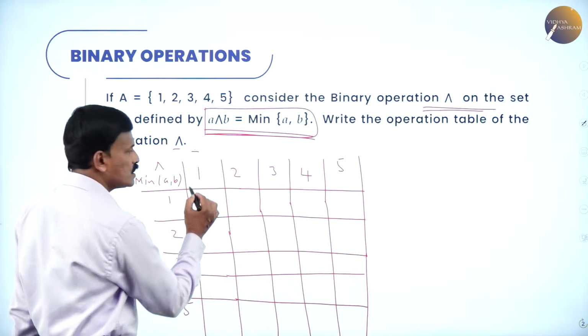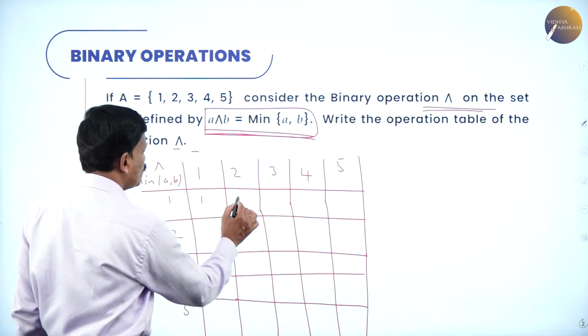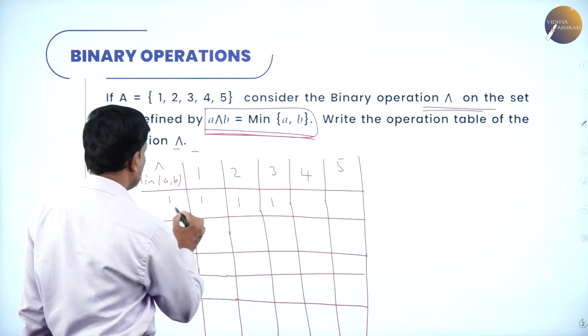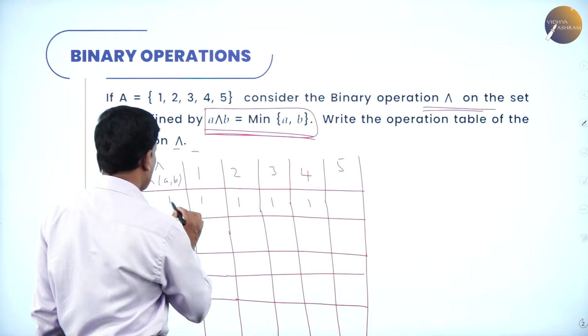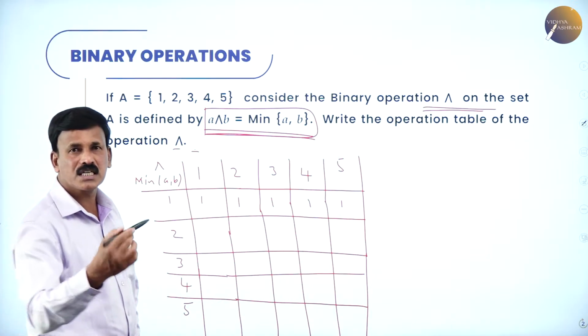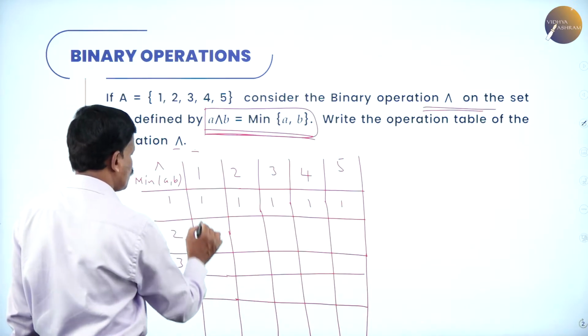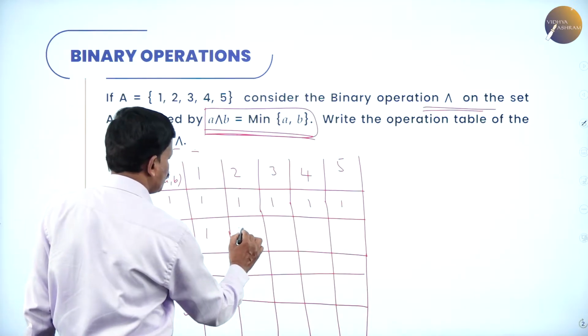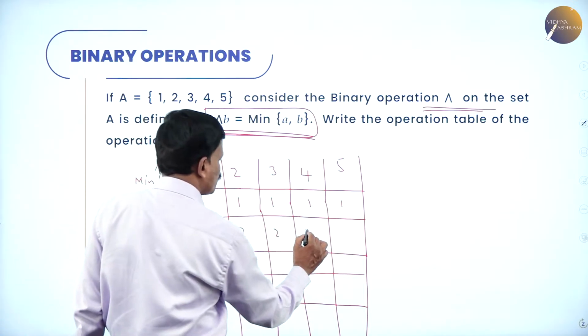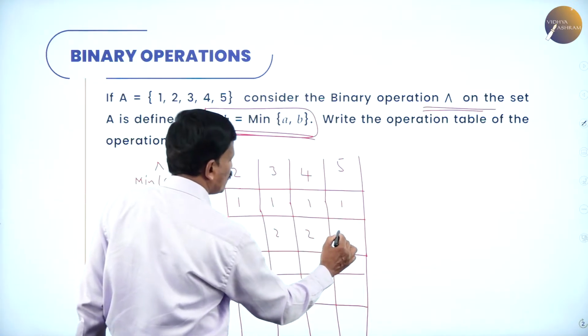Minimum of 1 and 1 is 1. Minimum of 1 and 2 is 1. Minimum is the lesser one. Minimum of 1 and 3 is 1, of 1 and 4 is 1, and of 1 and 5 is 1. That is the first row. Now let us come to the second row. Minimum of 2 and 1 is 1. Minimum of 2 and 2 is 2. Minimum of 2 and 3 is 2, of 2 and 4 is 2, and of 2 and 5 is 2.